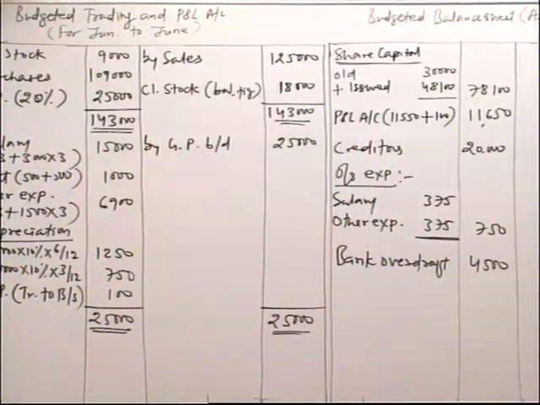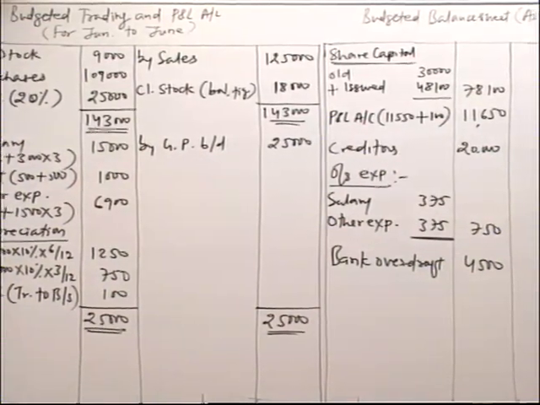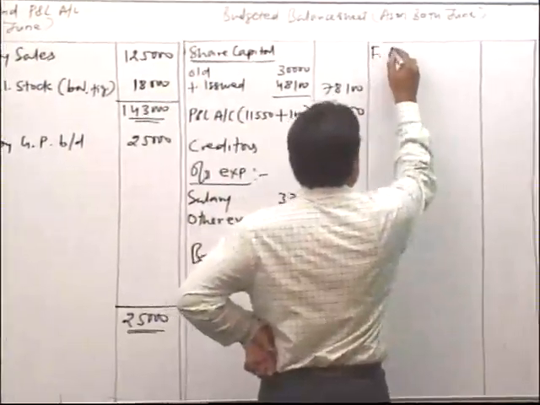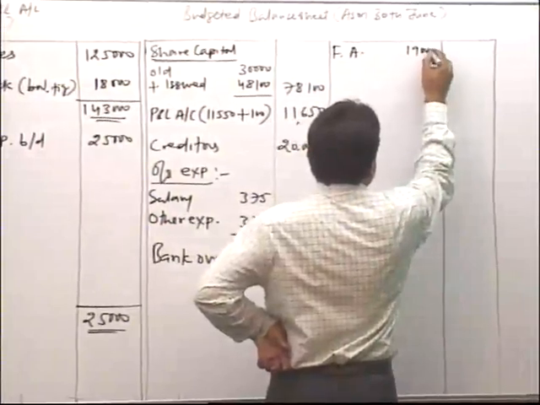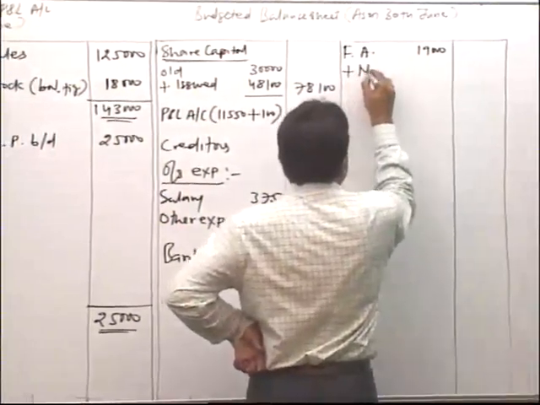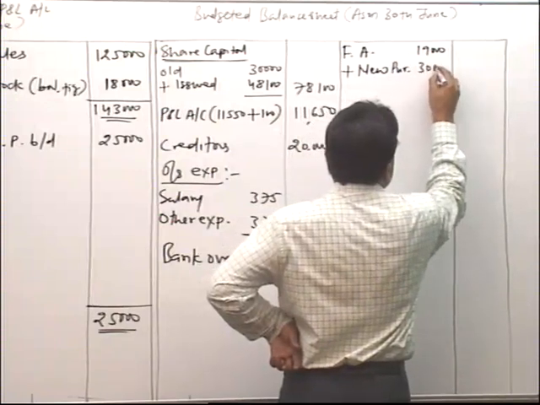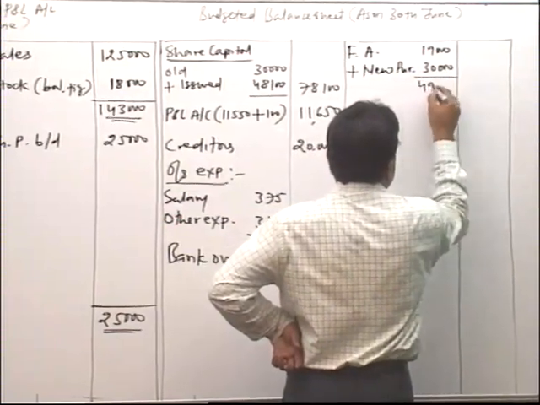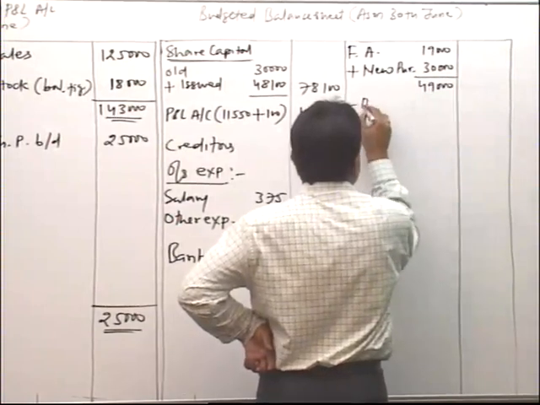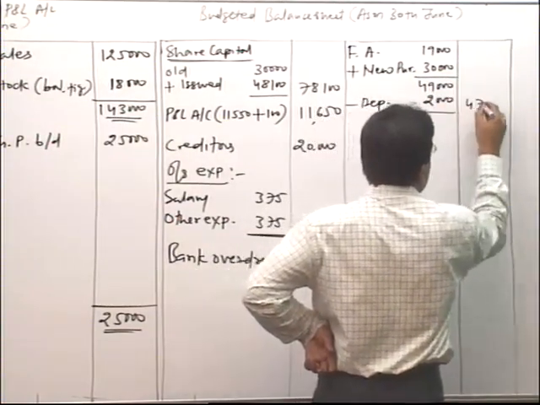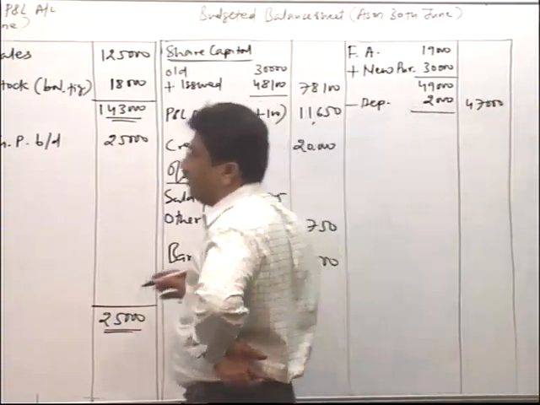Now on the asset side, first is fixed asset. Old balance is 19,000 plus new fixed asset purchased is 30,000, so total is 49,000, minus depreciation debited in P&L account is 2,000, so the outer column will be 47,000.